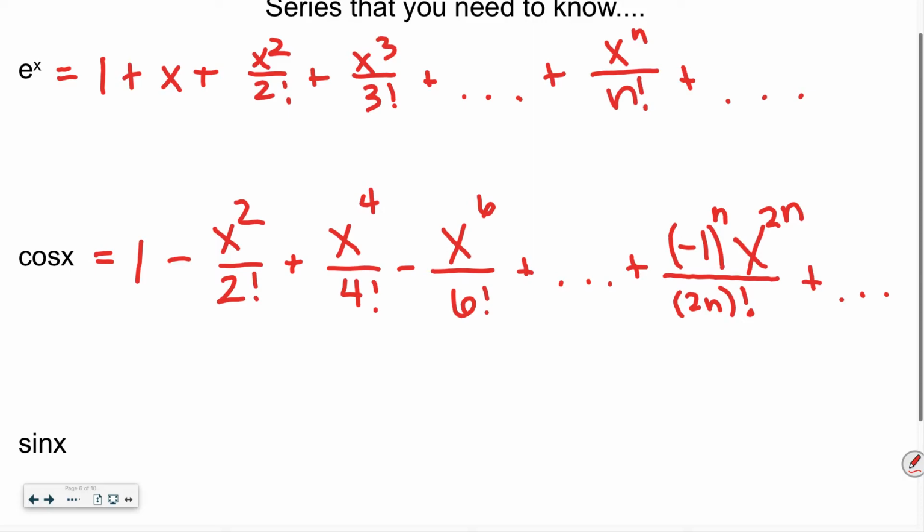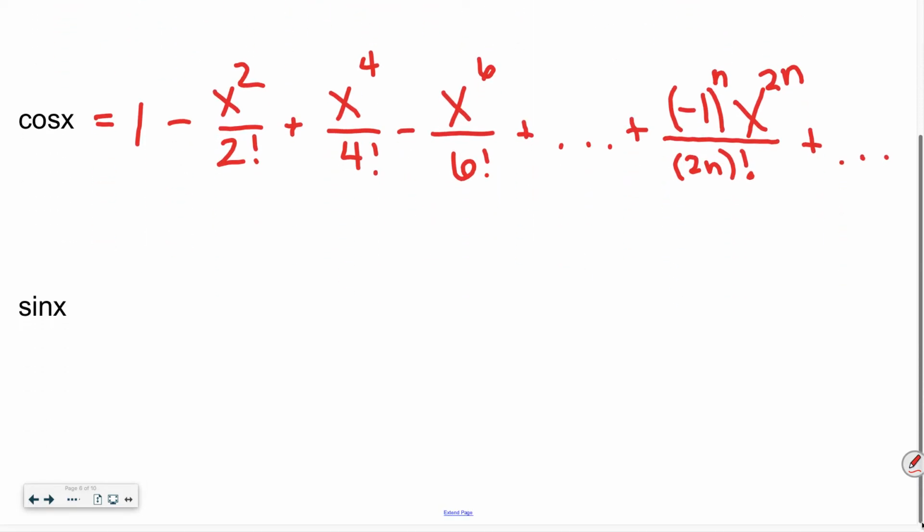Would these be different if they weren't combined? Yes, because they would not be. I was just wondering if they use roughly the same series. Yeah. Okay, and then sine of x.